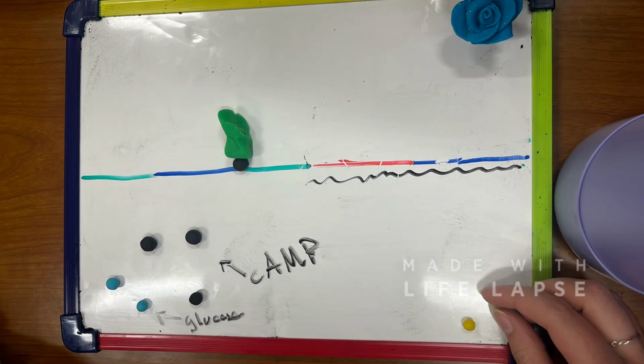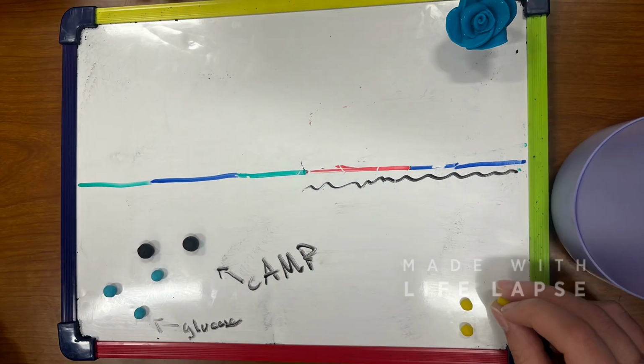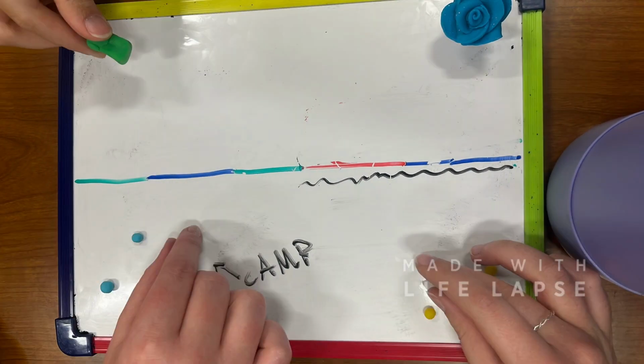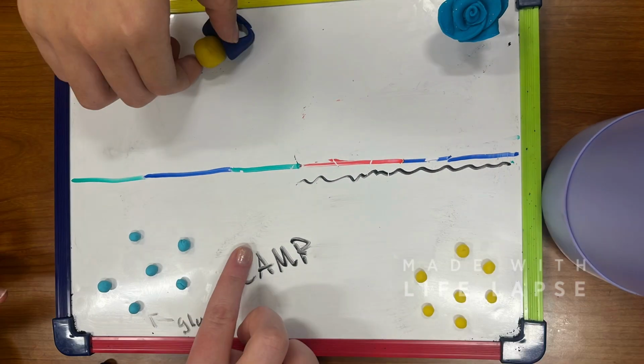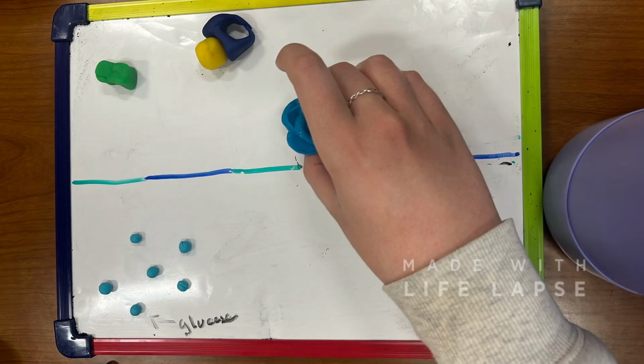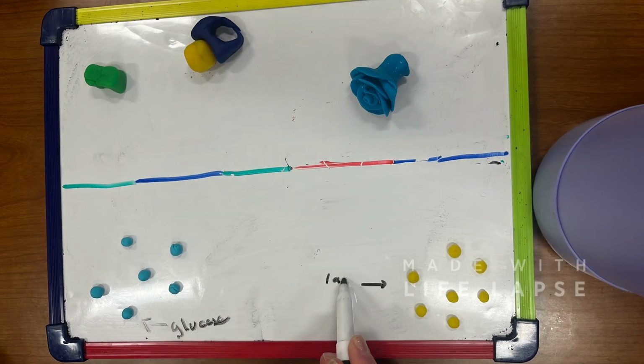In a situation where there are high levels of glucose and high levels of lactose, there are low levels of cAMP. As a result, the CRP and a repressor will not bind, leading to a weak promoter and no transcription.